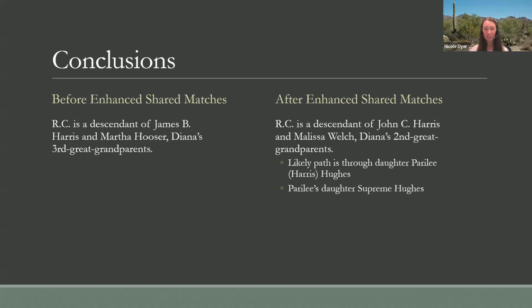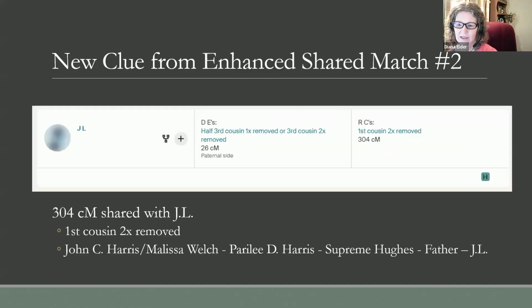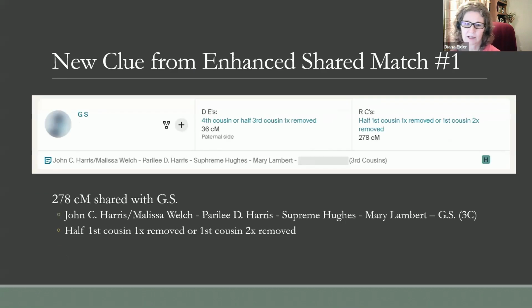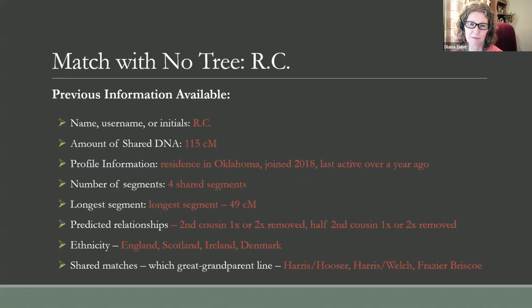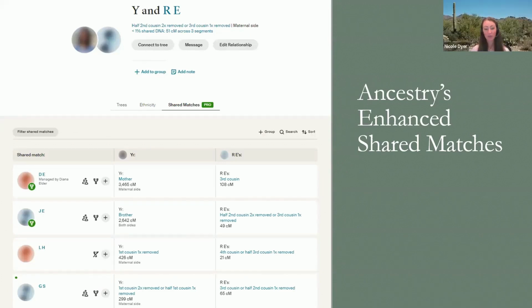All right, any questions? Well, we had a follow-up question to the one about the paternal and maternal lines. Going back to one of your previous slides, the question is, are the DNA matches sorted by their maternal or paternal lines? So it's back a little bit before the enhanced shared matching. There you go. It doesn't look like we can see the side view for RE, does it?